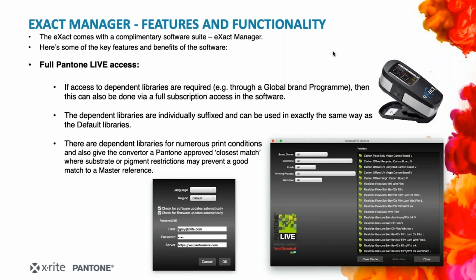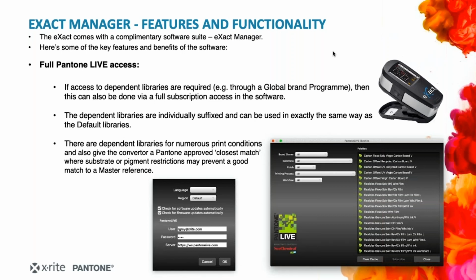So you will find libraries, for example, for offset printed on recycled paper, or printed with flexography on a white film. And what this also gives you is a Pantone approved closest match to a master standard when your print, ink or pigment condition doesn't allow that exact match.